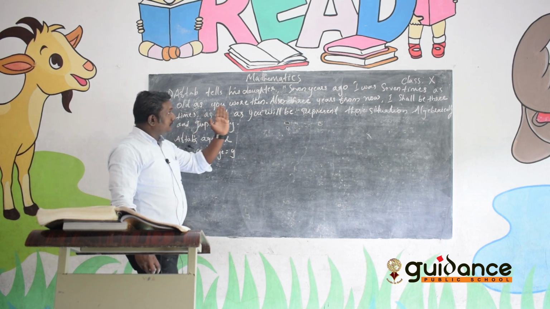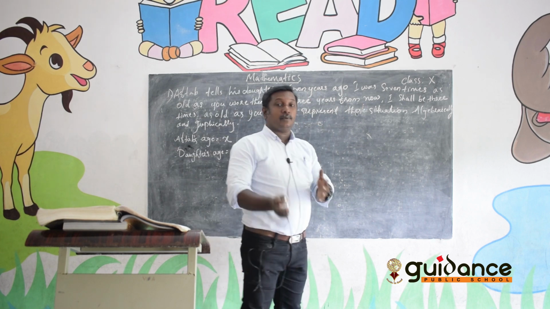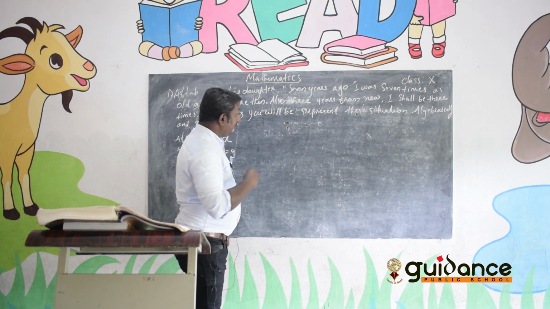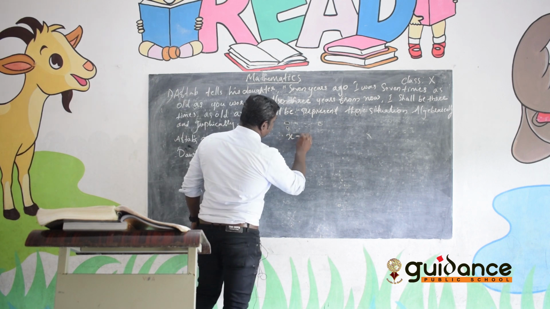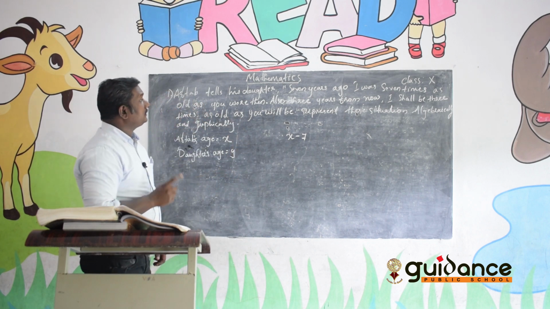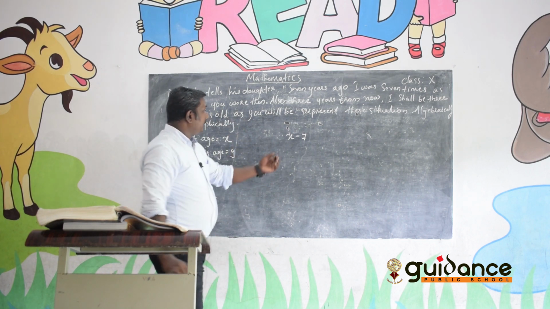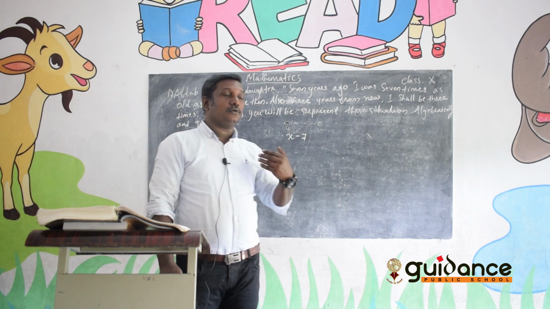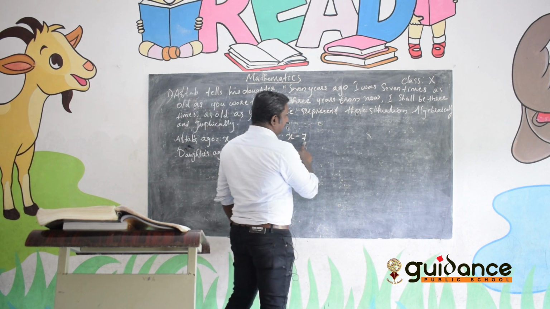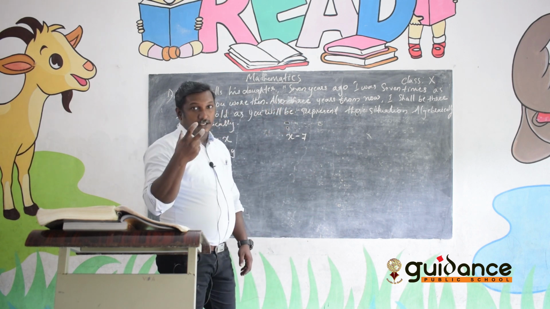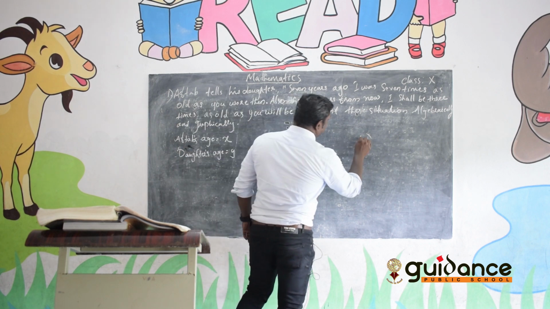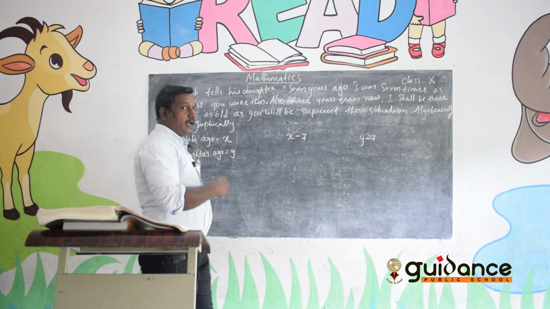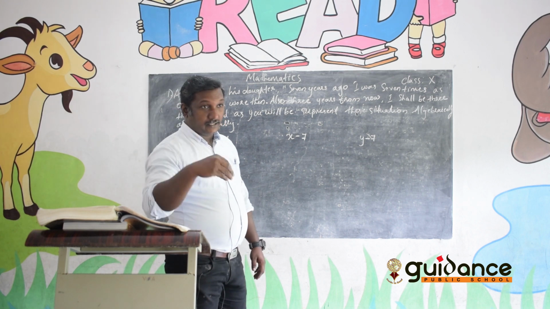Okay, so what is the first sentence? 7 years ago. What is meant by 7 years ago? 7 years ago means x minus 7. 7 years ago I was 7 times as old as you. That means the age of Aftab 7 years ago, before 7 years, that means x minus 7. In the same way we consider the daughter's age, that is y minus 7. 7 years ago means that we have to subtract 7.